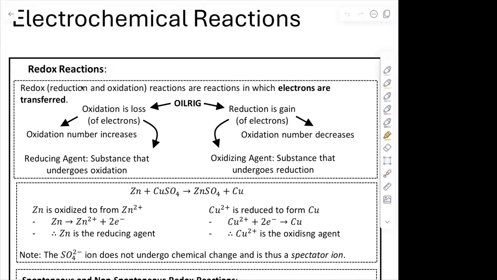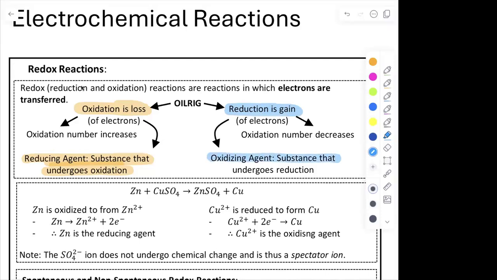Now, I want to highlight these two terms. I'll keep one in orange. Sorry, let me just make my highlighter a lot smaller. Oxidation is the loss of electrons, and the substance that undergoes oxidation we call the reducing agent. Then reduction we do in blue. Reduction is a gain of electrons, and we call that the oxidizing agent.